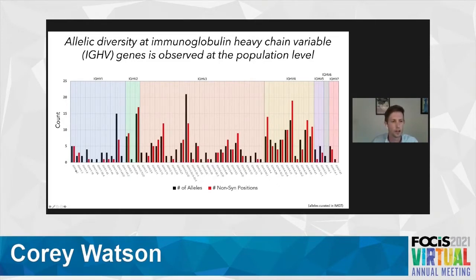So you can see here along the x-axis are known functional variable gene segments, and the y-axis is showing the count of known alleles, shown as black bars, and the number of non-synonymous positions found amongst those alleles. And you can see that it varies between gene and between phylogenetic subgroup or subfamily, where some genes have one allele, other genes have greater than 15 alleles.